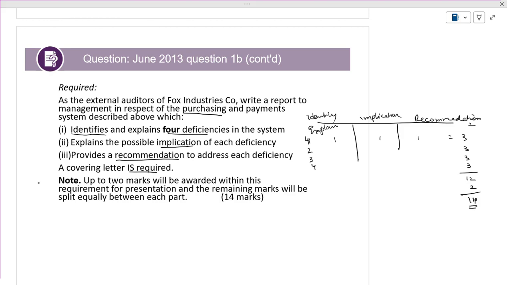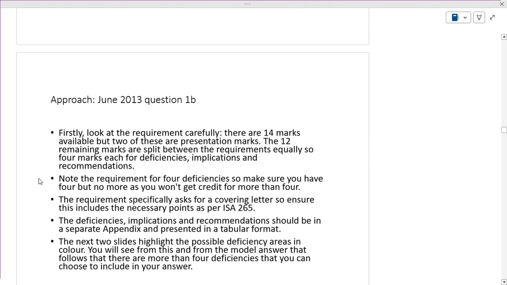More or less, it will not be the same. More or less, if they come across purchases, a similar scenario will be there. Similar, okay? Now, first look at the requirement. We have done this carefully. 14 marks, 12 marks split equally across the requirements. So 4 marks each for deficiency, implication and recommendations.